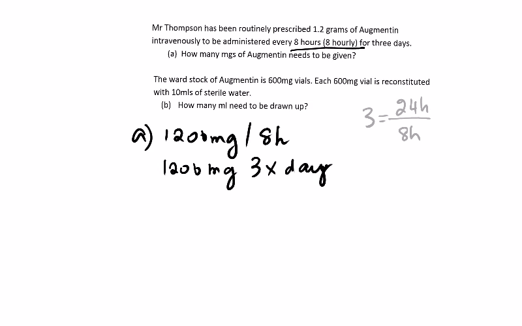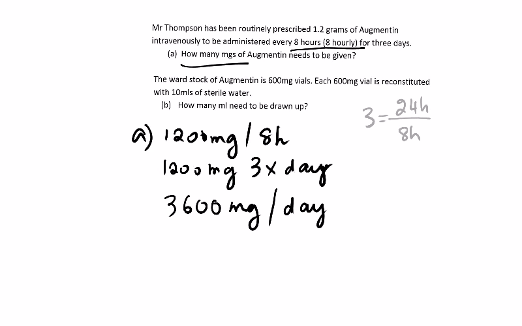So if we needed to know for the full day how many milligrams you would need to give, we would simply multiply that 1,200 by 3. Multiply 12 by 3 first. 12 3s, 36. So 3,600 milligrams per day, because each dose was 1,200 milligrams.